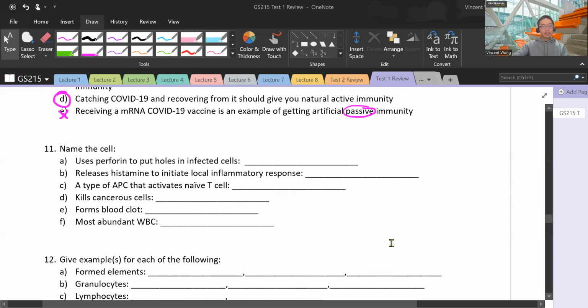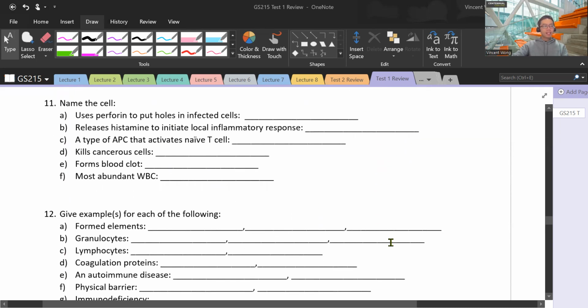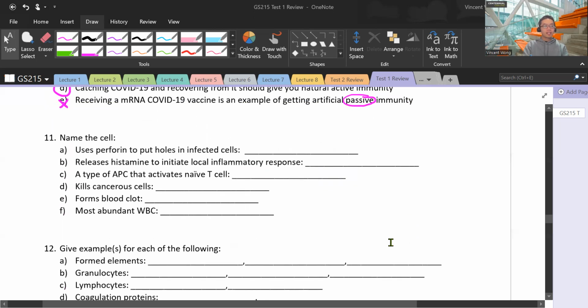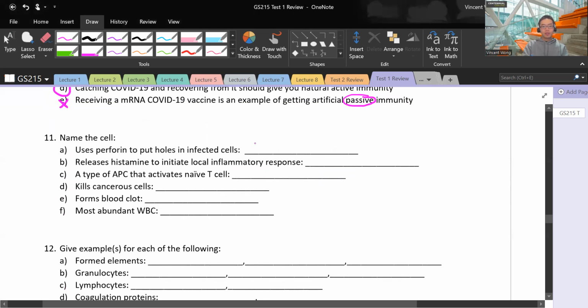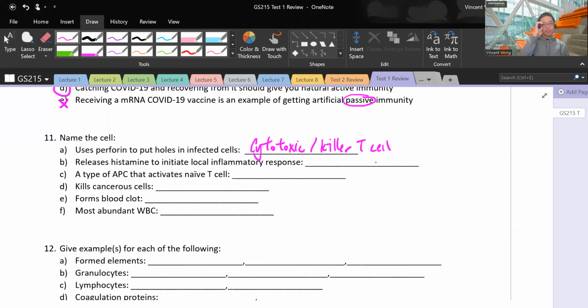All right, next one. Name the cell. Uses perforin to put holes in infected cells. That would be the job of cytotoxic T cell, also called killer T cell, right? They would use perforin to put holes in the target and then pump in toxins to kill them.